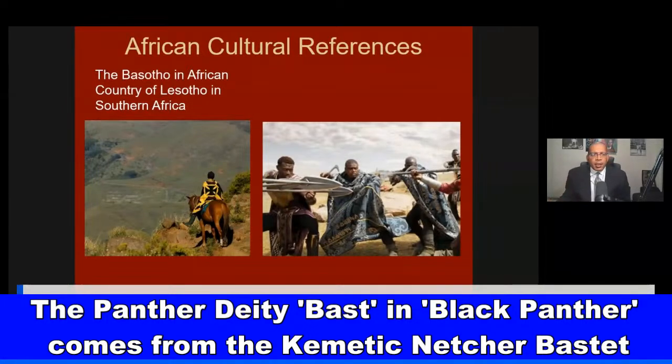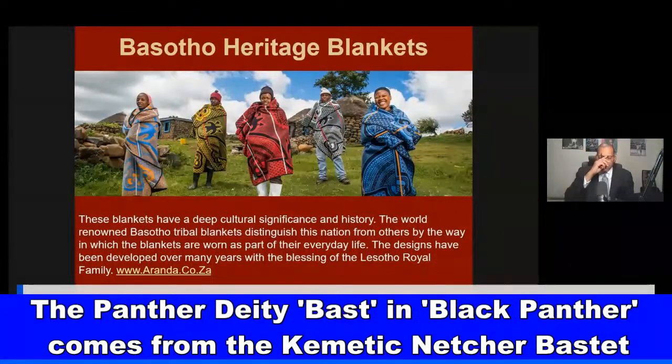The Basotho, who are from Lesotho, which is an enclave inside of South Africa. It's a country within a country. They have these blankets that we saw incorporated into Black Panther. These are cultural blankets, the Basotho heritage blankets. These blankets have a deep cultural significance and history. The world-renowned Basotho tribal blankets distinguish this nation from others by the way in which the blankets are worn as part of their everyday life. The designs have been developed over many years with the blessing of the Lesotho royal family.